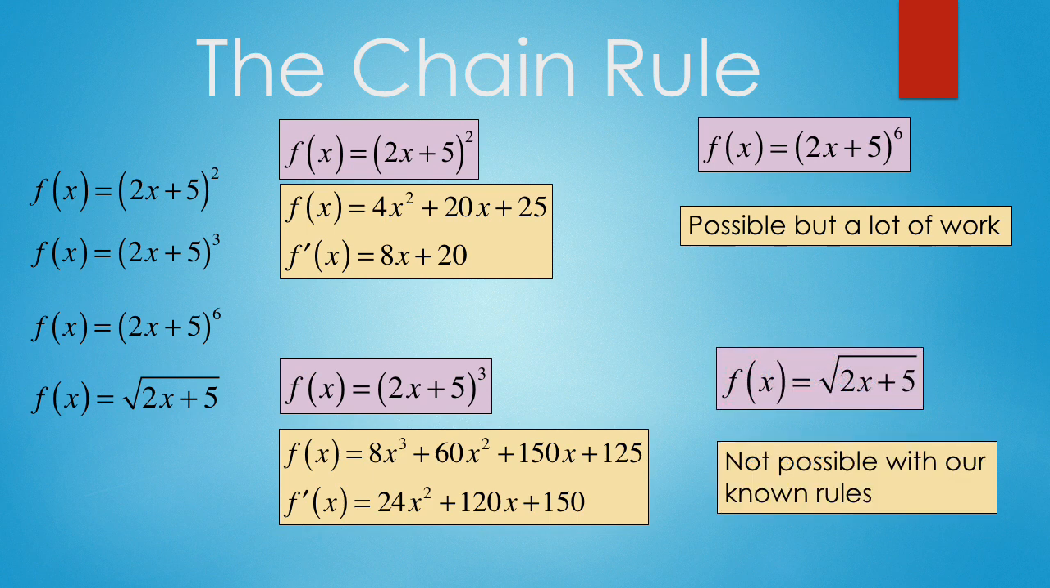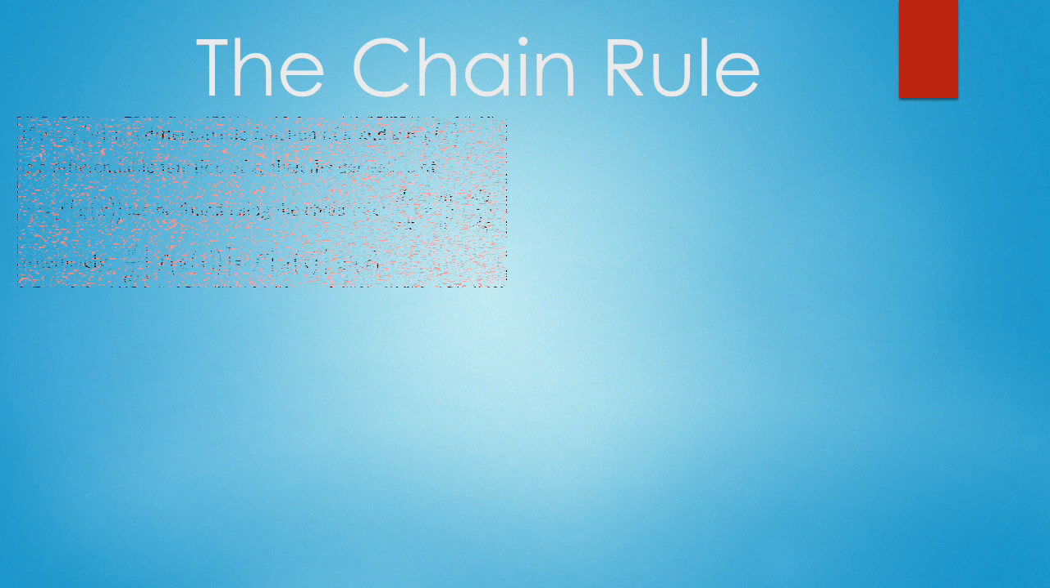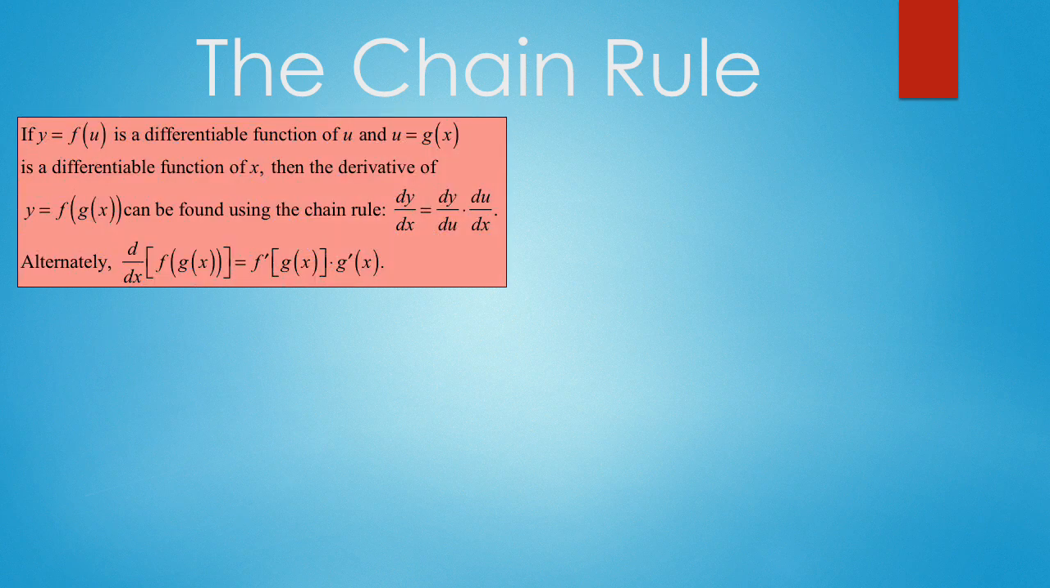Finally, we have f(x) equals the square root of 2x plus 5. We can write this as (2x plus 5) to the 1/2 power, but we cannot expand it. And if we cannot expand it, we cannot use our power rule. So right now, we cannot take the derivative with the set of rules that we currently know. Let's see what the chain rule says.